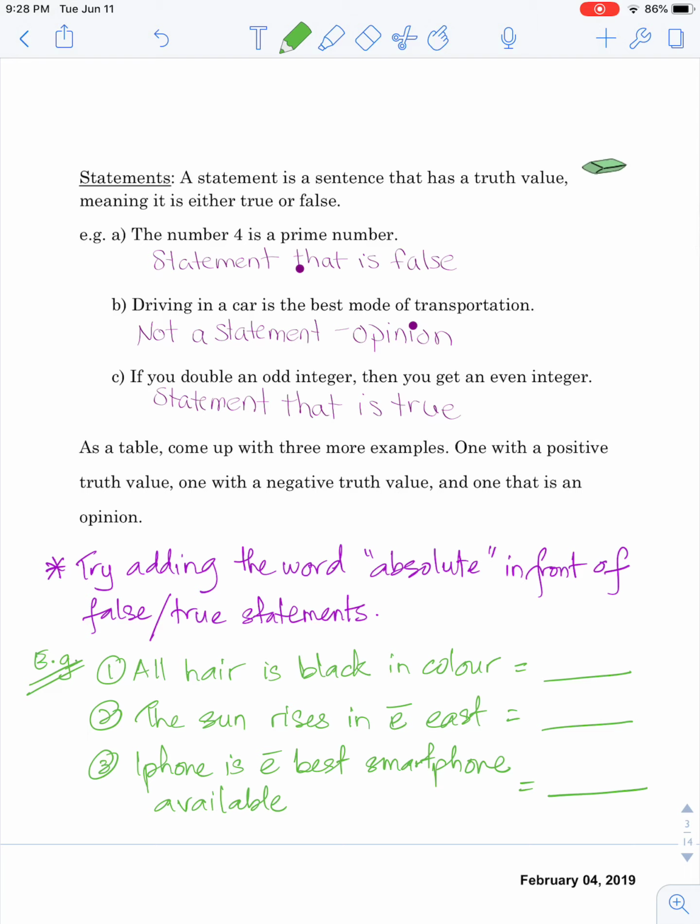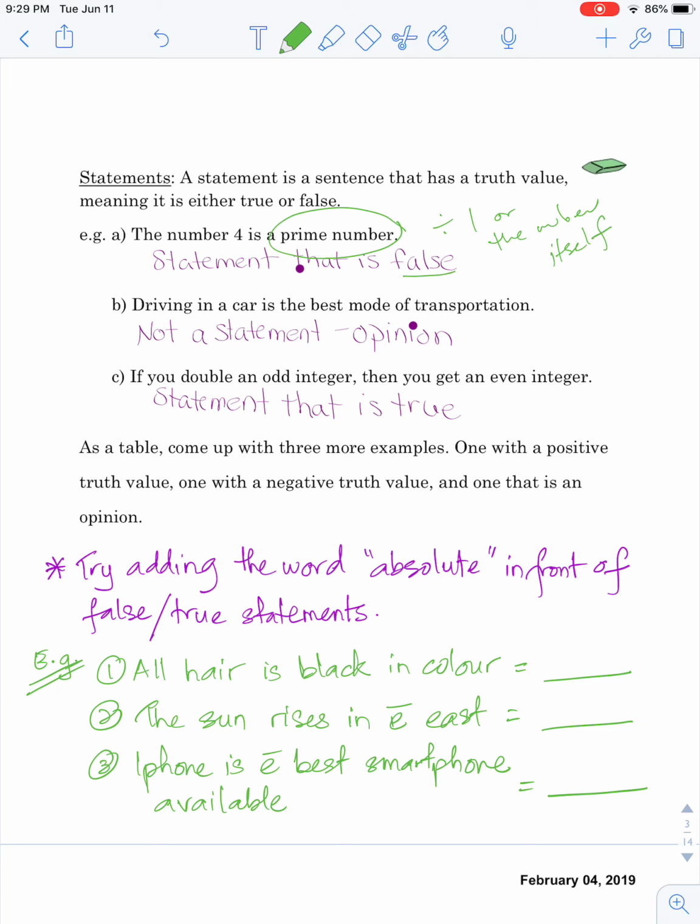A statement is a sentence that has a truth value, meaning it is either true or false, and we talked about it, okay? So the example given was the number 4 is a prime number. This statement is false. Why? Because 4 is not a prime number. For this, you need to know the definition of prime number, right? Anything that can be divided only by 1 or the number itself, right? So that statement is an absolute false.